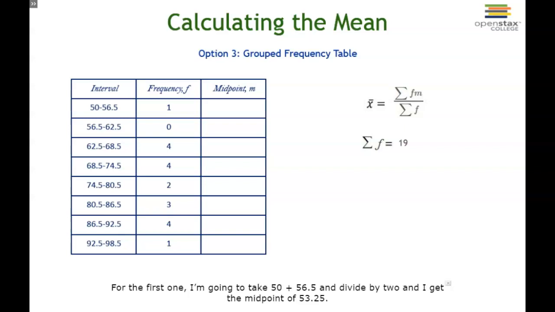For the first one, I'm going to take 50 plus 56.5 and then divide by 2, and I get the midpoint of 53.25. Now I'm going to have to do this for each interval. So 56.5 plus 62.5 divided by 2 is 59.5. Now, it's going to be very boring for me to talk you through each one, but they're all very similar. 62.5 plus 68.5, then divide that by 2, you get 65.5. Let me fill in the rest of the values.